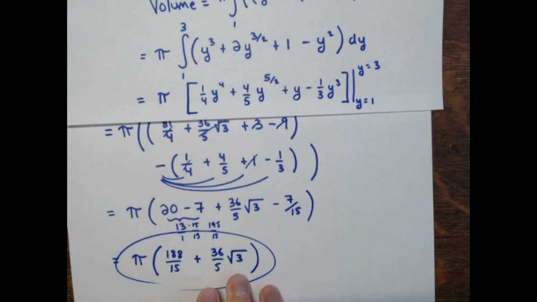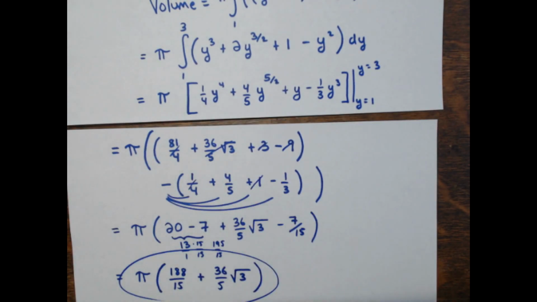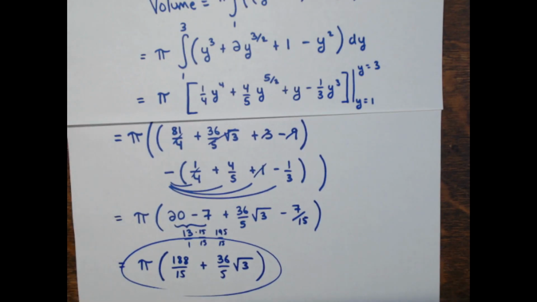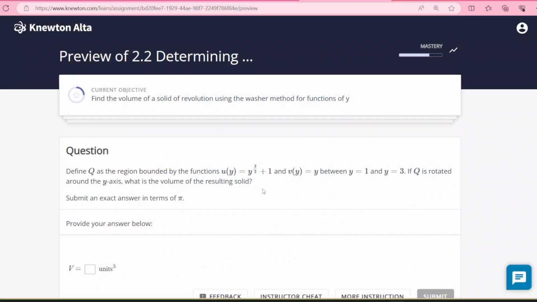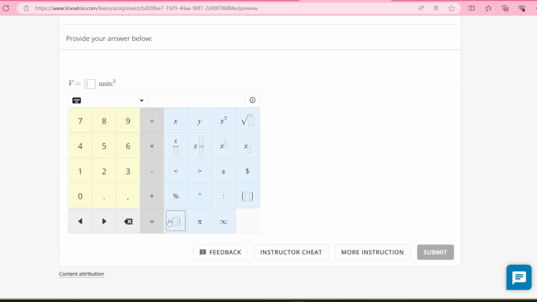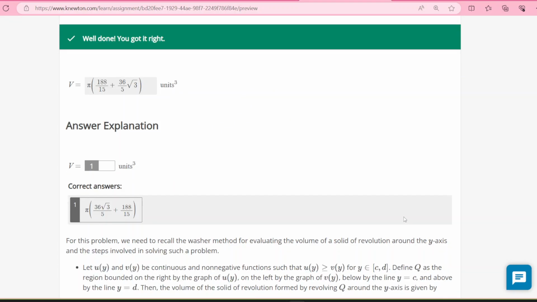Now I'm pretty sure you could have typed it out the way I had it earlier and it'll still give it to you, right? As long as it's equal to the final result. So let me enter that. I got pi times the quantity 188 fifteenths plus 36 fifths times the square root of 3. I'll close the parentheses there. That's the volume of the shape created. Great.